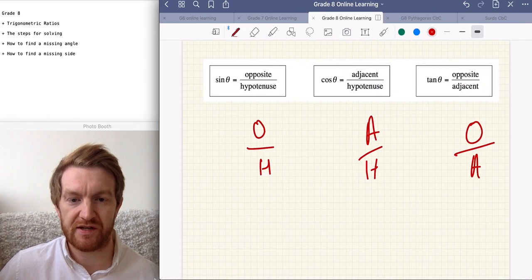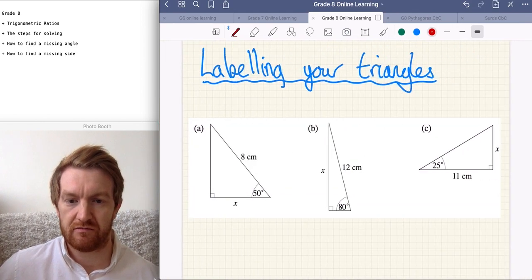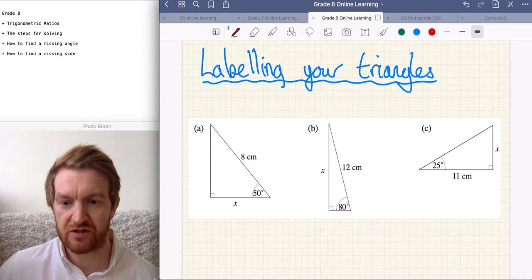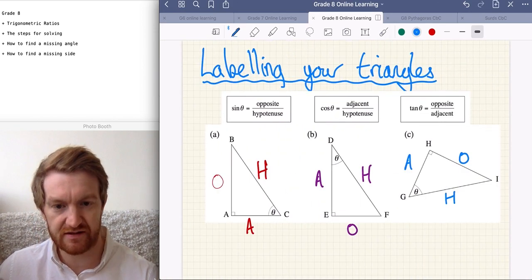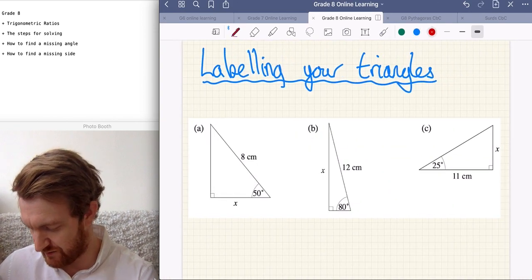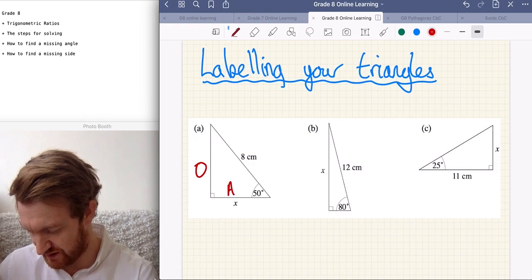Depends on the question. So, let's say we wanted to solve this question here. We're not going to solve it yet. We're just going to look at how we'd solve it. First thing we do is we'd label it. Well, we did our labeling a second ago, like this. So we can say we've got the opposite, the adjacent, and the hypotenuse. The angle, of course, will be theta.